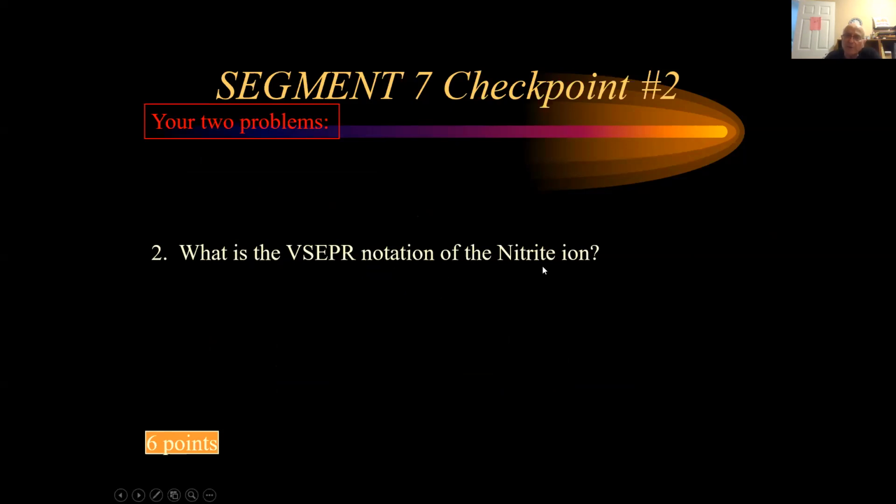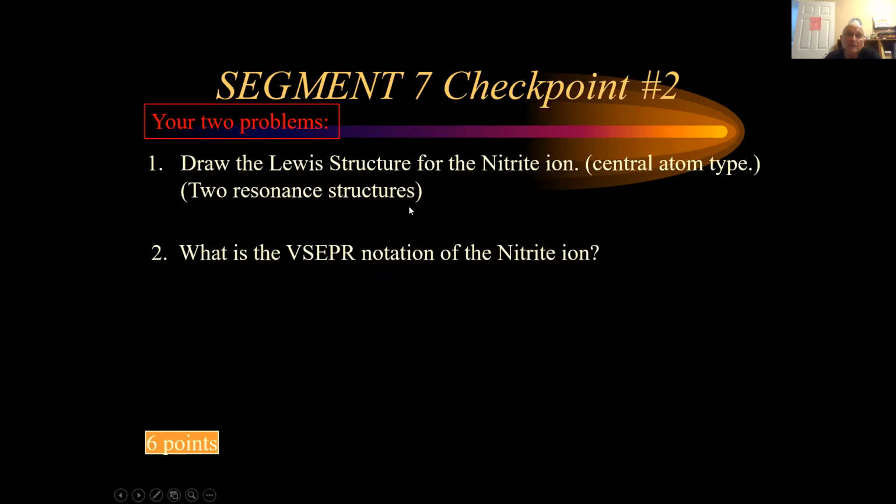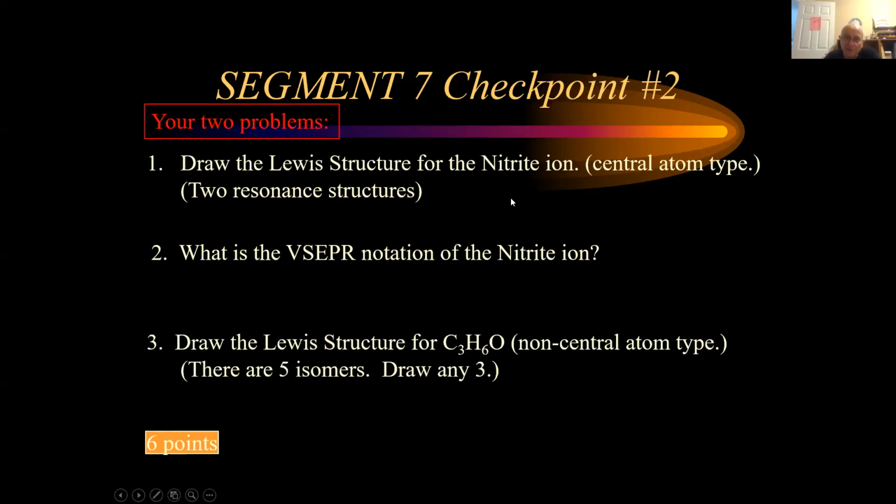Okay, here are some checkpoints on it. Write the VSEPR notation of the nitrite ion. Okay, I didn't give you the formula. Draw the Lewis structure of the nitrite ion. There are two resonance structures, and draw the Lewis structure for this one. So I'm going to switch over to my camera, and let's see, I'll need to give you this one, and I need to get this so I can see it.